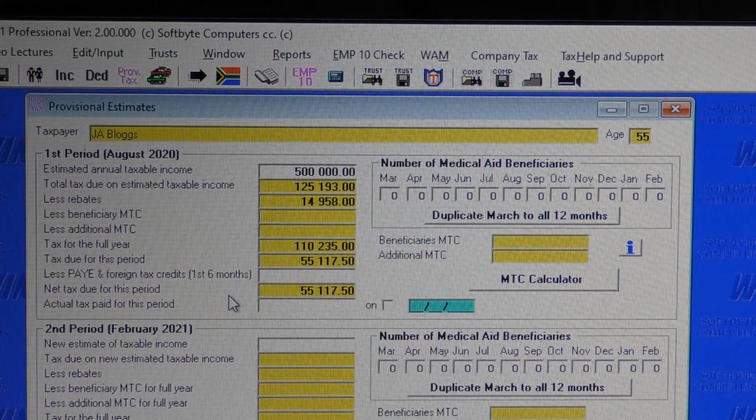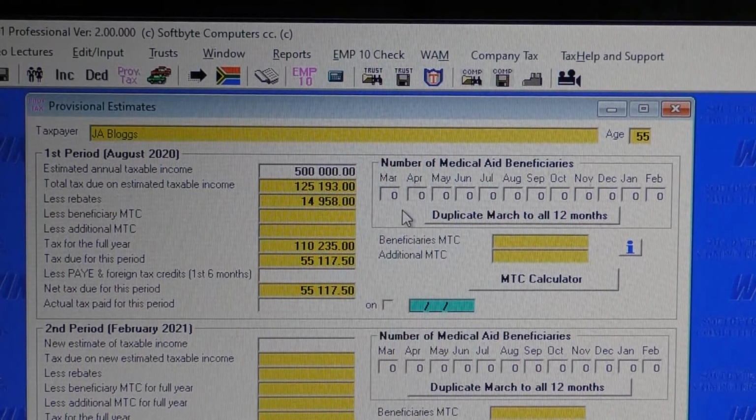Just as we have to estimate income for the full 12 months of the tax year, we are allowed to enter medical aid expenses for the full year in order to determine tax credits. This is very important, as it can considerably reduce the provisional payments due.